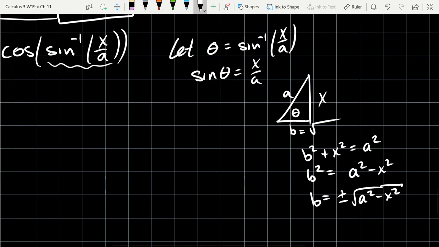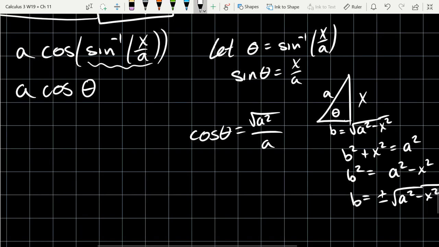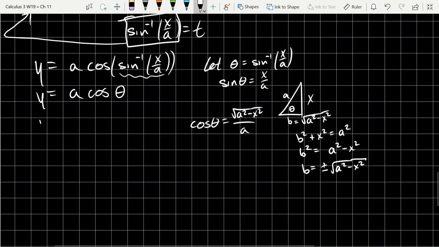And for reasons I don't want to go into, mainly because we're doing an inverse function, it generally outputs positive values. We're going to use a positive square root here. All right, and I'm rewriting this as a cosine. We call that whole thing theta. So what is cosine of theta in this triangle? It's adjacent over hypotenuse. So the adjacent is that square root of a squared minus x squared. So y equals a times the square root of a squared minus x squared over a. The a's cancel.